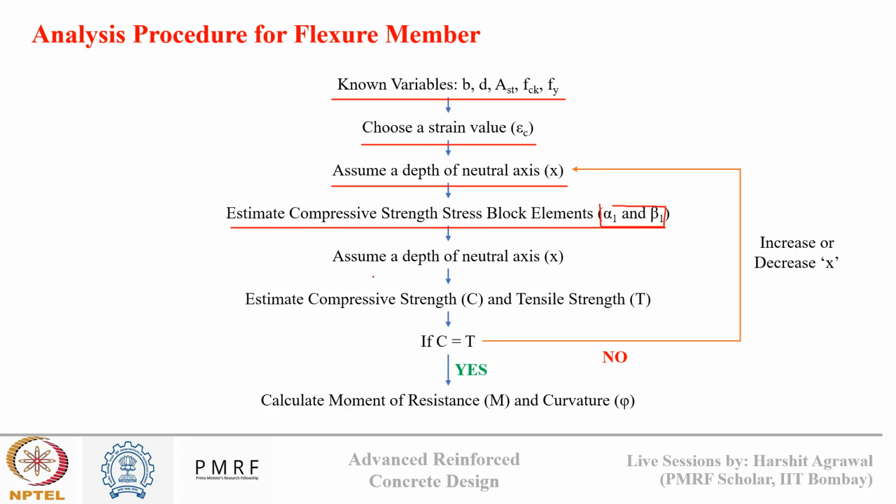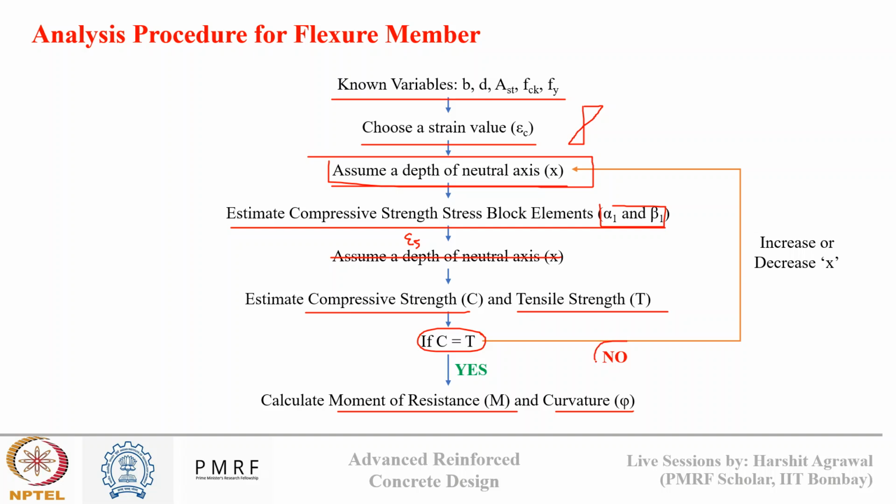Then we calculate the strain in steel, epsilon s. We know epsilon c, and based on strain compatibility, assuming that strain varies linearly across the depth, we calculate epsilon s. Then we estimate compression force and tension force. If they both are equal, then the assumed neutral axis depth is correct, and we calculate the moment of resistance and curvature. If it is not equal, then we will either increase or decrease x such that we get this condition satisfied.